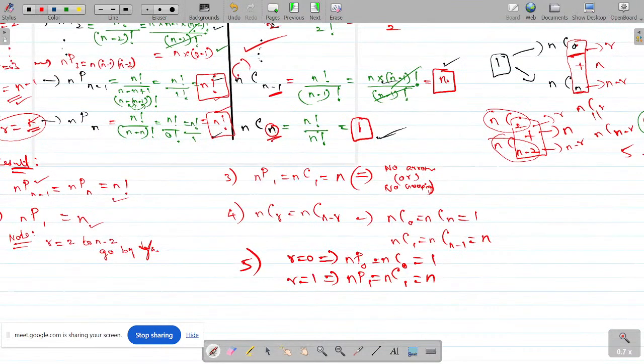And yes, one more. When R is equal to N, NPN is N factorial and NCN is 1. Is it okay? So you can close with this. So one more small concept I have pending. So almost all concepts are done. Only one more concept. If you want to make a note of the fifth one, yes, please.